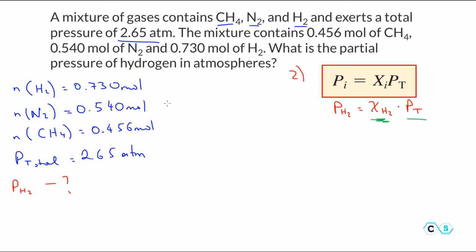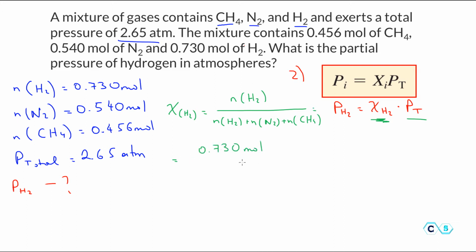Let's find it. So the mole fraction of the hydrogen is equal to the moles of the hydrogen divided by the sum of the moles of all the gases in this system: hydrogen, we have nitrogen, and we have methane. Okay, so let's write down the numbers. We have 0.73 moles, and we're going to divide this by the number of moles of the hydrogen. We add the number of moles of the methane and also the nitrogen, and this gives us 0.423.